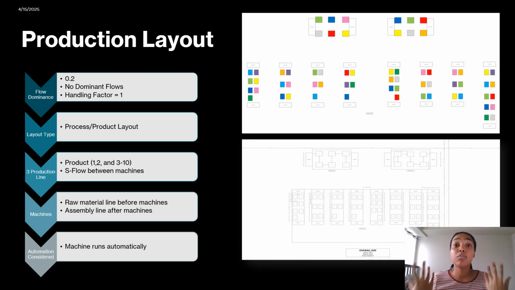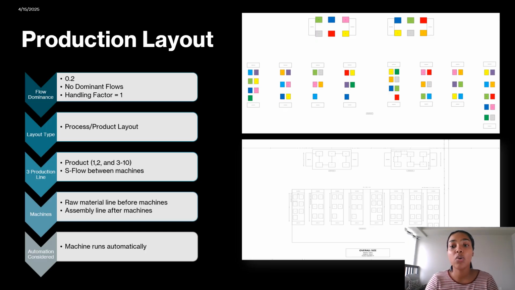So moving on to the production layout, based on the flow analysis, the flow dominance was calculated to be 0.2, indicating that there are no dominant flows between departments. This made it necessary to use both quantitative and qualitative methods when determining the layout, resulting in a process or product family layout being the most appropriate choice. The plant features 3 production lines. Production line 1 handles product 1, production line 2 handles product 2, and production line 3 handles products 3 to 10.